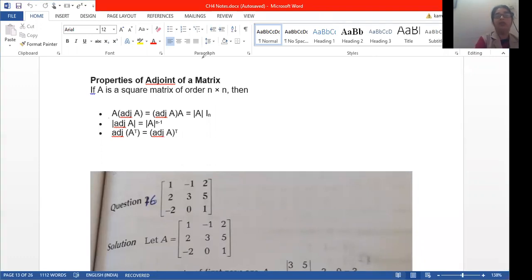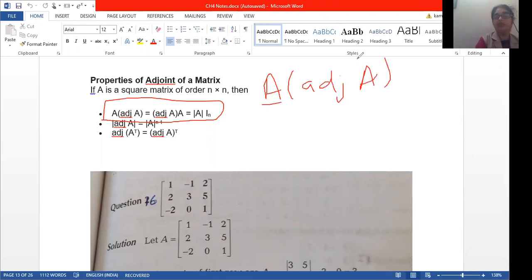A into adjoint of A is equal to adjoint of A into A, which is equal to determinant of A into identity matrices. This is a property, and we will prove this property using an example. Just see what it is. A matrix multiplied by adjoint of A. As A is a matrix, adjoint of A is also a matrix. It is equal to determinant of A into identity matrix of the same order as the A matrix.